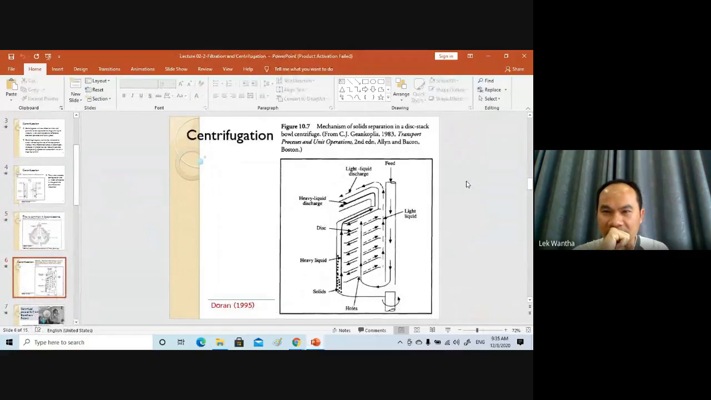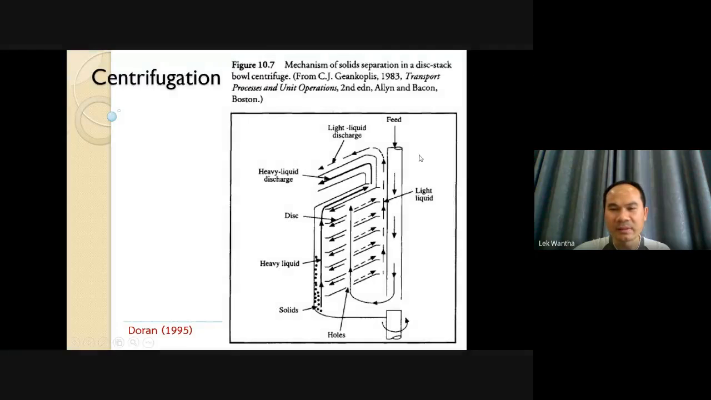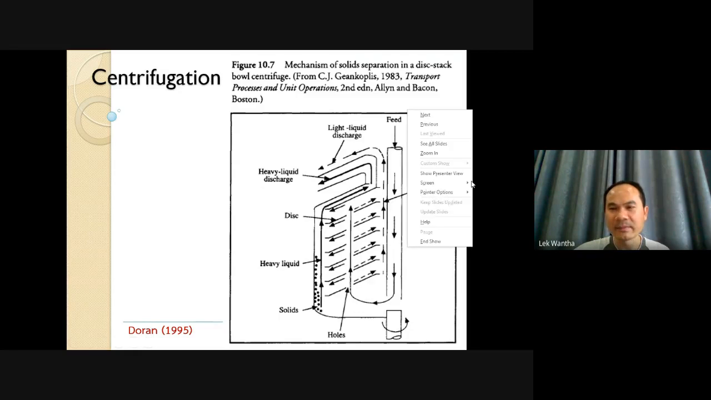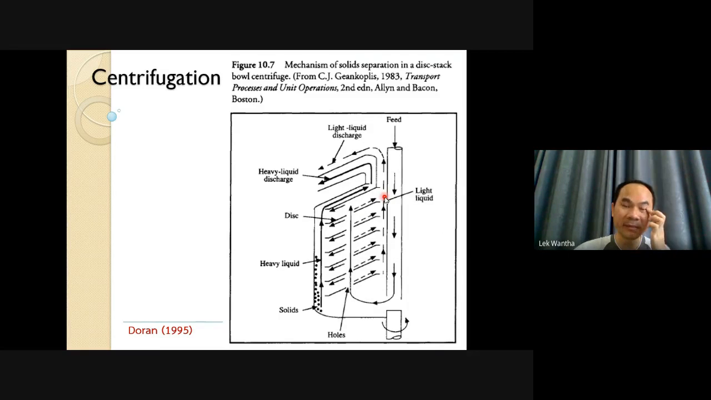Another technique is this stack bowl centrifuge. This is the same, stack bowl centrifugation. If you feed a mixture of solid and liquid, and you have a pump to move out the solid, the direction of the flow is in this direction. The liquid goes in this direction, and the solid collects here. You can pump the solid out in this direction, or this direction. It's up to the design. That's an example of centrifugation.